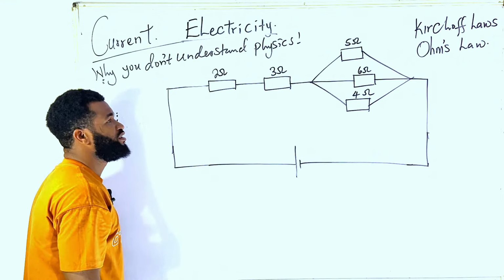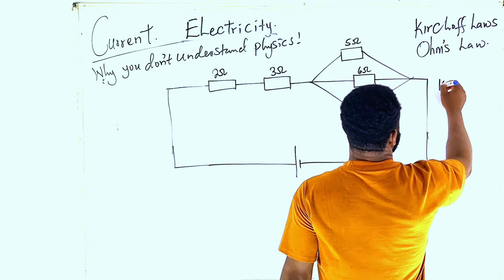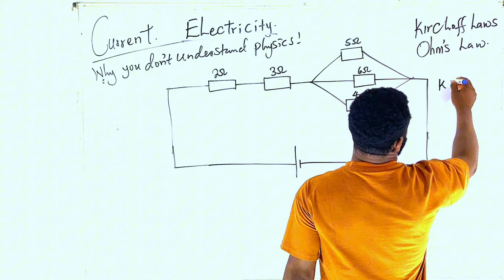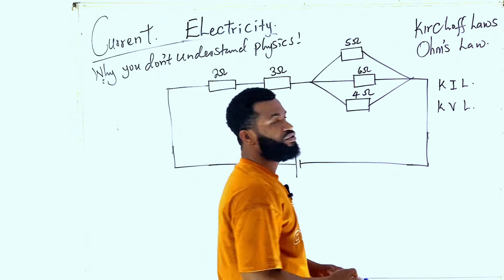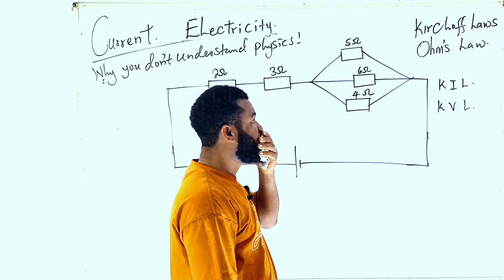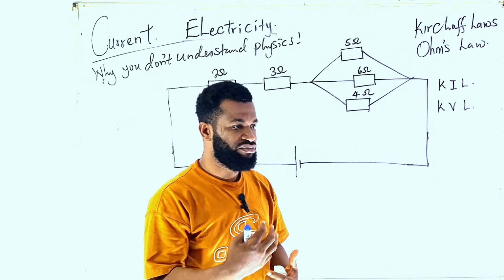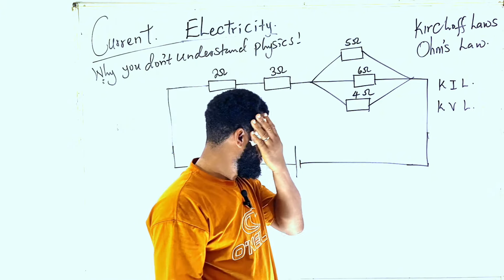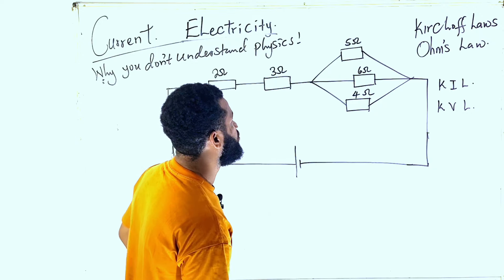The first one is Kirchhoff's current law, and we have Kirchhoff's voltage law. So we have the law for voltage, and we have the law for current. Now let's start with the current law. What does this say? I'm not going to state it verbatim. Maybe you can just Google it. I'm going to paste it, actually. So what does the man say?